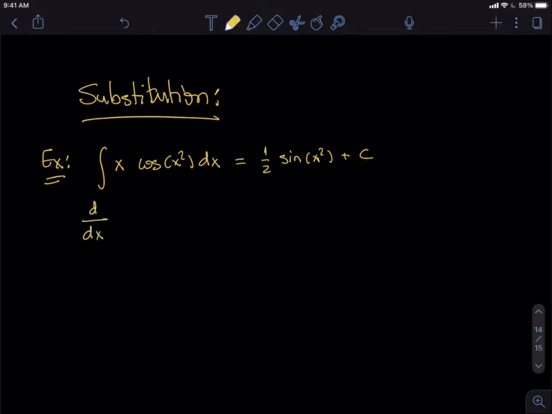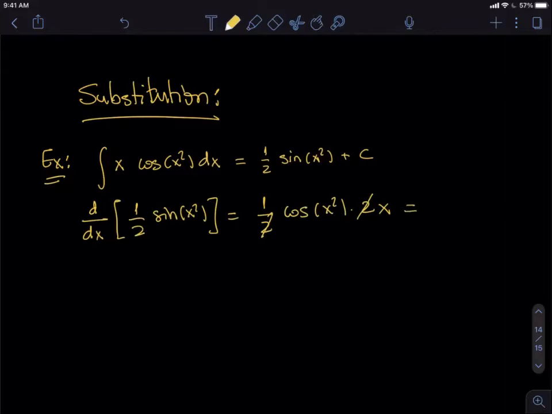Just to double check that this is actually the antiderivative, we can compute the derivative. 1/2 of the cosine of x squared times 2x. Here I apply the chain rule, and we get x cosine of x squared. So here we applied the chain rule and simplified.